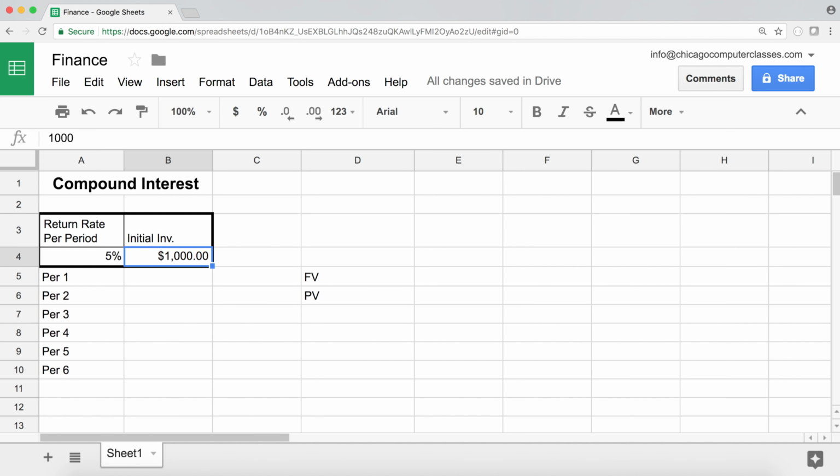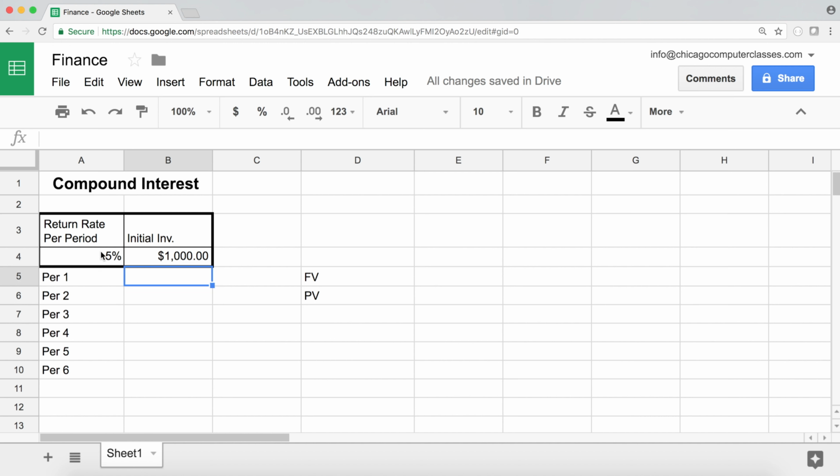So basically we have $1,000 of our initial investment value. And what we want to do is see if we have a 5% return on our investment on each period, and it's a compound interest, how much money we're going to have 6 periods after. So what does that compound interest mean? So let's get started with the first period.